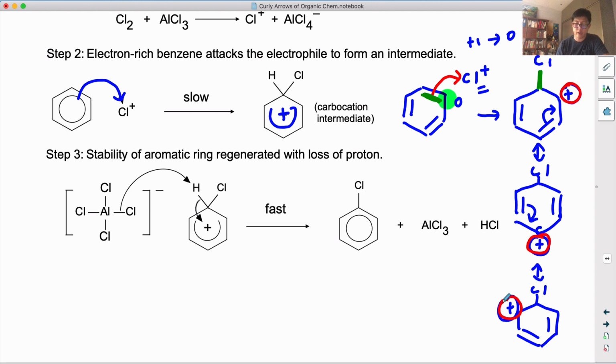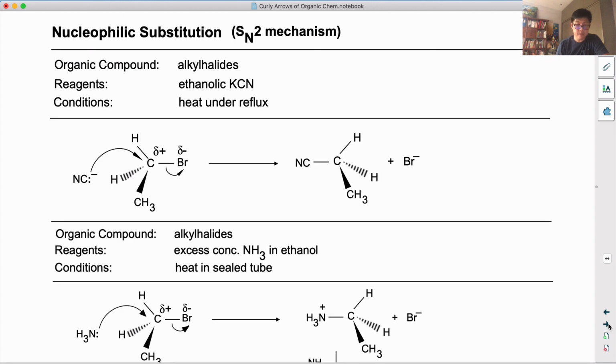Okay, sidetracking. Let's look at the next part here. For nucleophilic substitution, the C is delta plus, as the C-Br bond is a polar bond. So CN minus is your nucleophile.